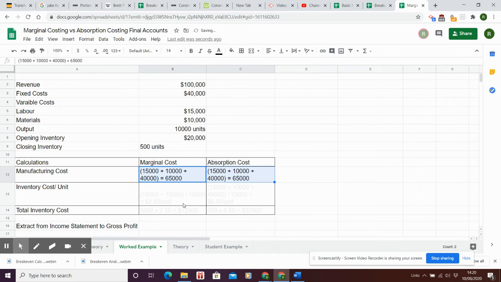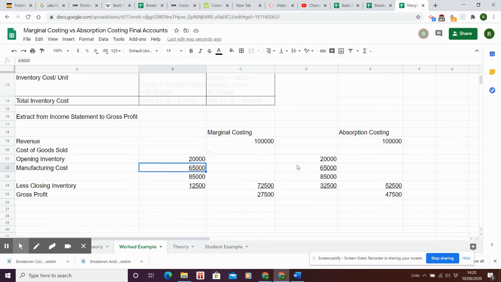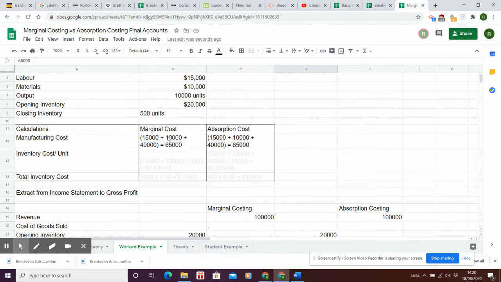Okay, the manufacturing cost is going to be the same under both scenarios. So for the manufacturing cost, it's going to be the 15,000 of labour costs, the 10,000 of material costs, and the 40,000 of fixed costs, coming to a total cost of 65,000. And that's going to be the same in both extracts from both income statements. The bit that's going to be different is when we calculate the inventory unit cost at the end of the year, and then the total inventory cost.